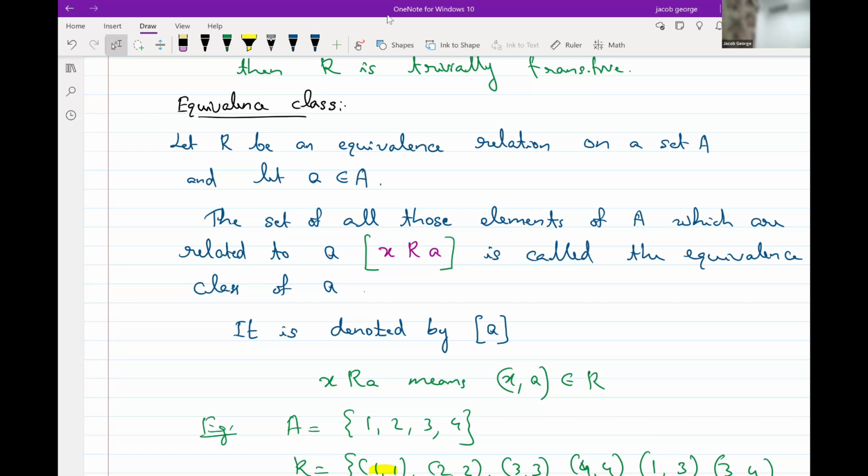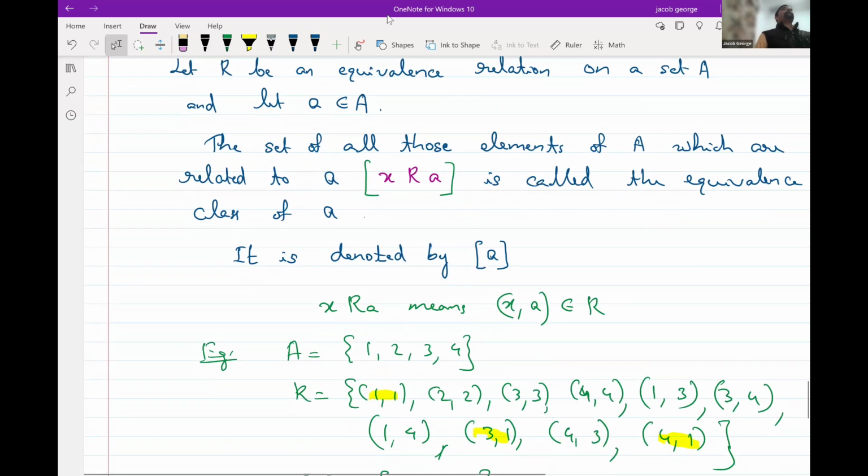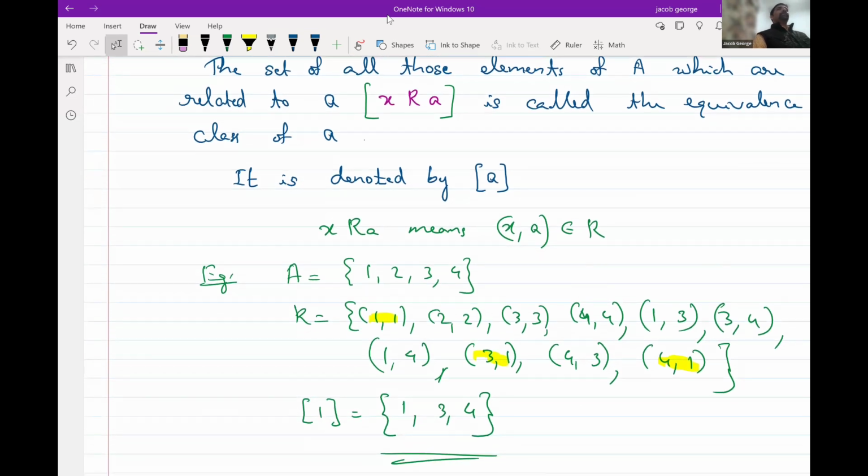It is denoted by a small letter in a square bracket. Now all of you understood that one? The values of x. And that is the example we have written like this: elements which are related to 1. Now same way, can you say the equivalence class of 3 from the above example? What is the equivalence class of 3?